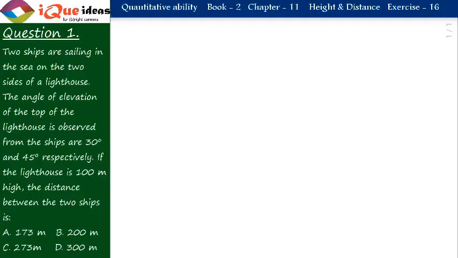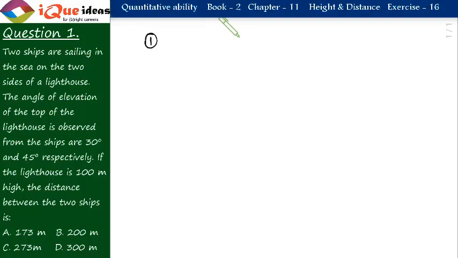Now let's take up the questions from the most interesting exercise, exercise 16, based on heights and distances. Question number 1. It says two ships are sailing in the sea on the two sides of a lighthouse. The angles of elevation of the top of the lighthouse observed from the ships are 30 degrees and 45 degrees. The most important thing in height and distance questions is the diagram.